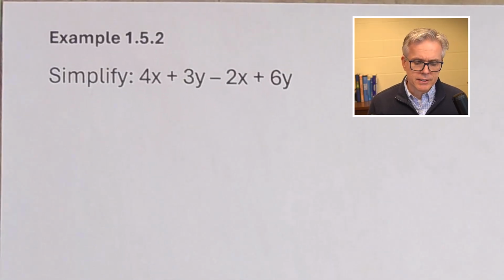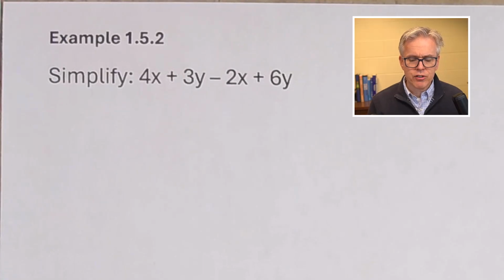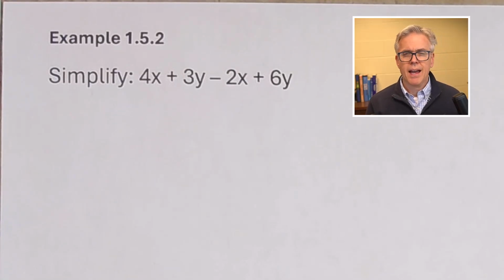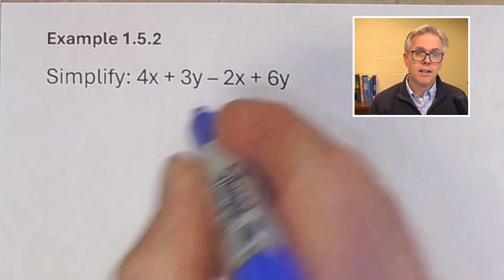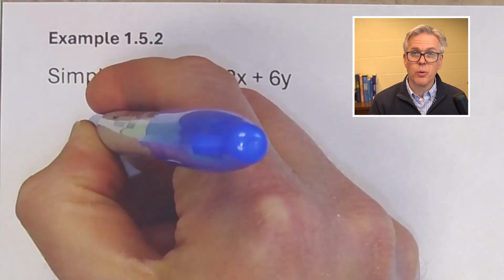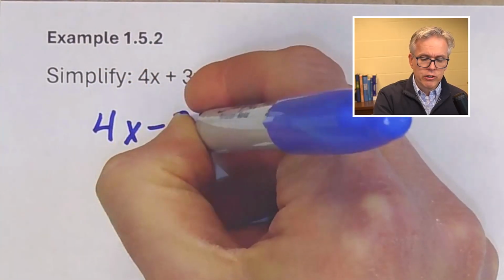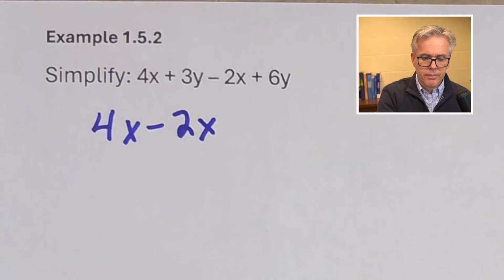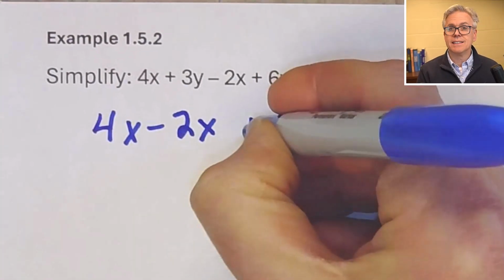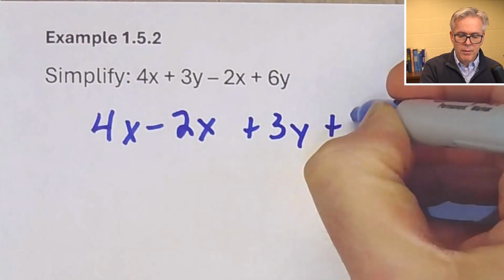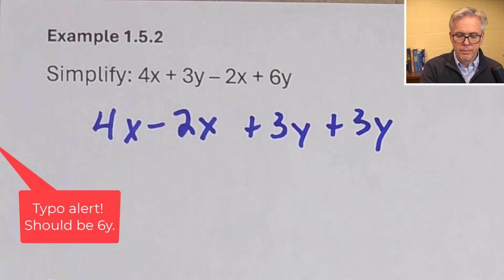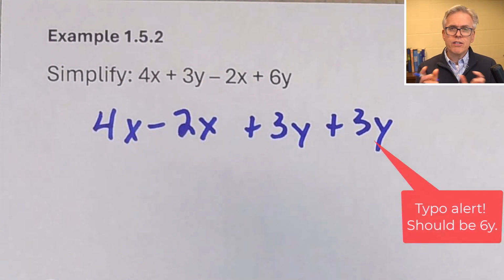All right, this next one, simplify 4x plus 3y minus 2x plus 6y. I highly recommend, I did this in an earlier example in a different video, that we write like terms right beside each other if they're not already. So in this case, 4x and a negative 2x are like terms. So I'm just going to put those right beside each other. And then 3y and 6y are also like terms. So I'm going to move those beside each other. We can move these terms around.